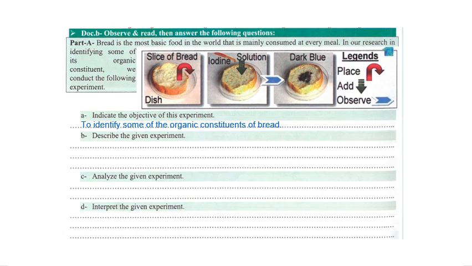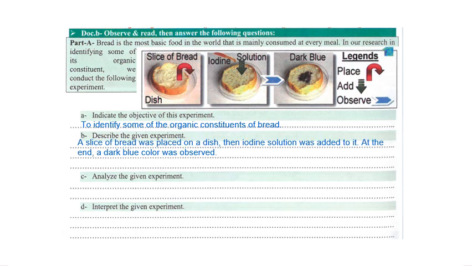Describe the given experiment. Always, when we are describing, we have to use the legend in front of us and we have to use past tense. So we say, a slice of bread was placed on a dish, then iodine solution was added to it. At the end, a dark blue color was observed. Okay? Analyze the given experiment.